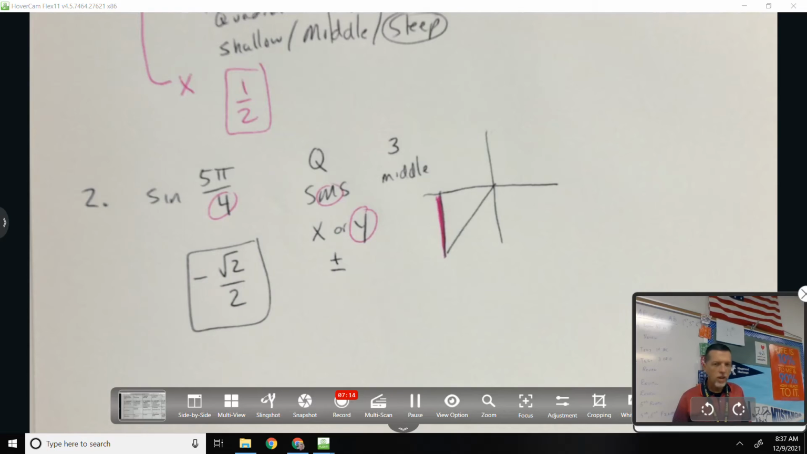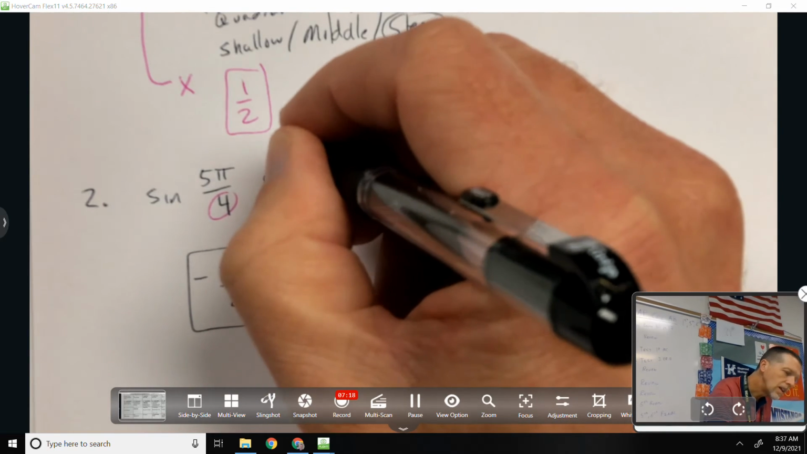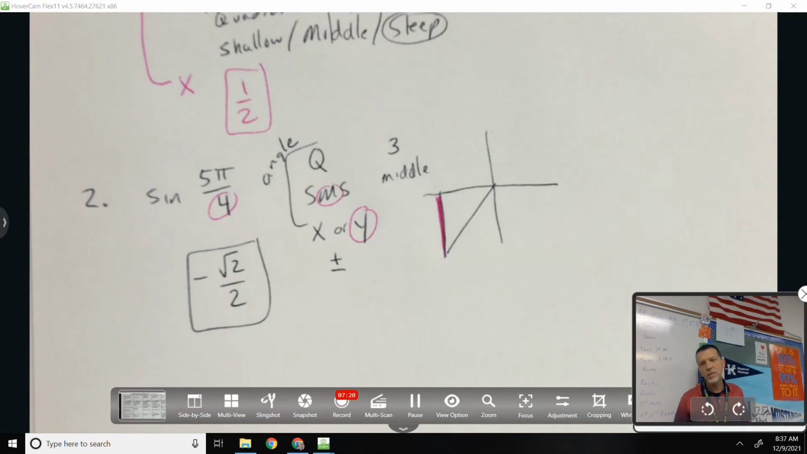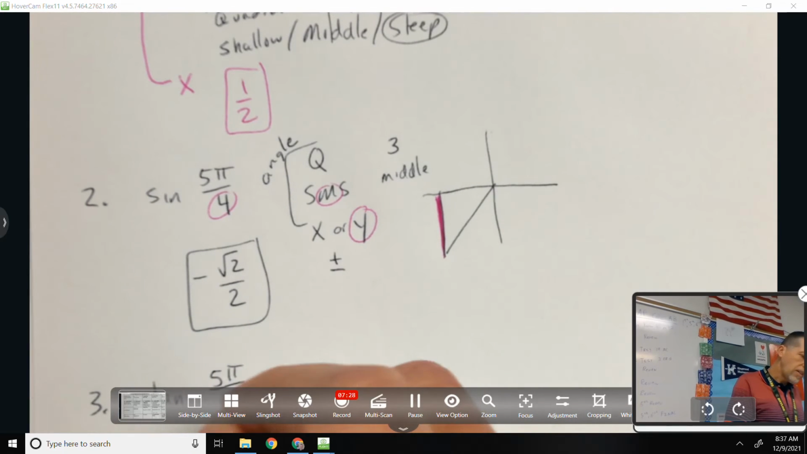So, locate the angle. Then use x or y, and don't forget the plus or minus thing. Tangent of 5 pi over 6.